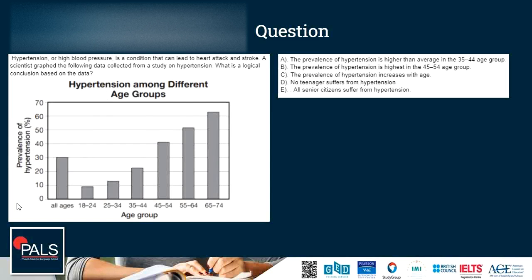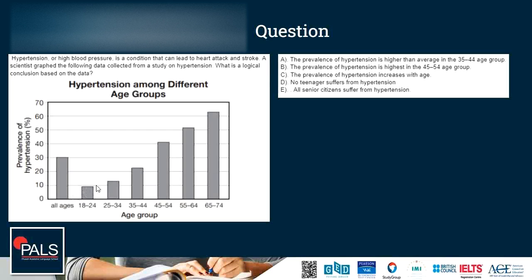Hypertension or high blood pressure is a condition that can lead to heart attack and stroke. A scientist graphed the following data collected from a study of hypertension. What is a logical conclusion based on the data? So we see all ages, 30%, have hypertension. That's a large number.